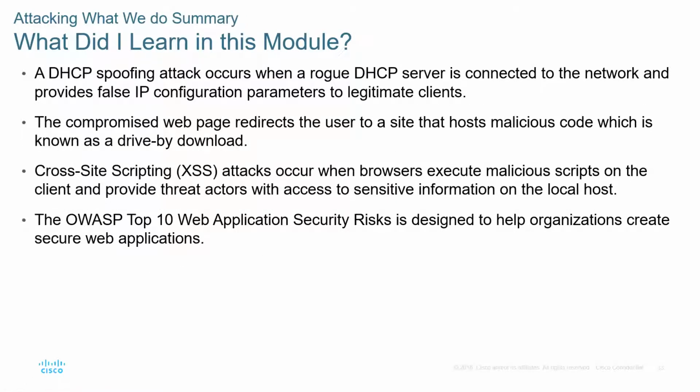We also talked about DHCP spoofing, in which a rogue DHCP server is connected to the network and starts providing false IP configuration information, as well as even causing a DoS attack by falsifying the information entirely, and therefore the network client won't be able to communicate on the network.